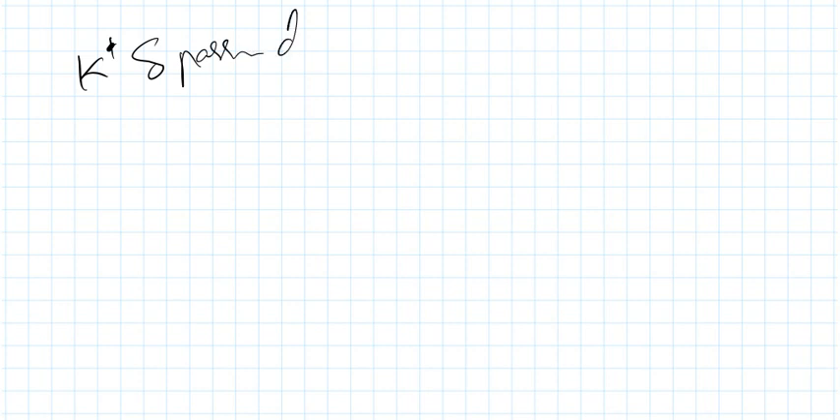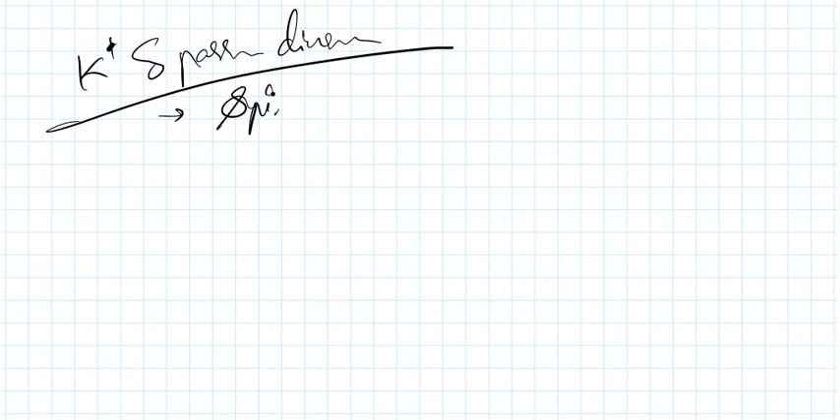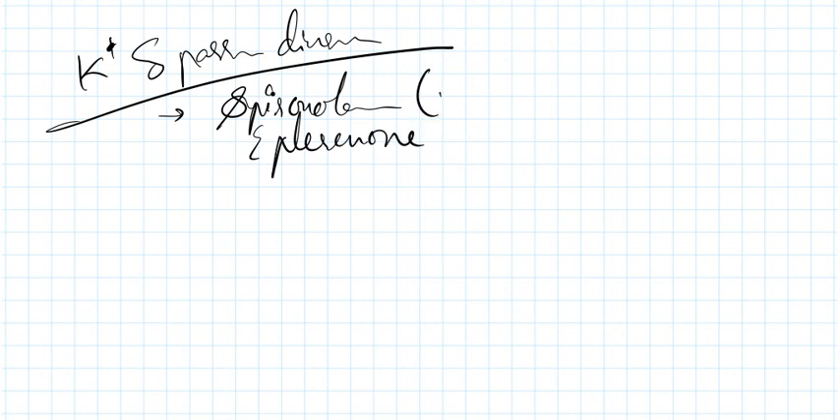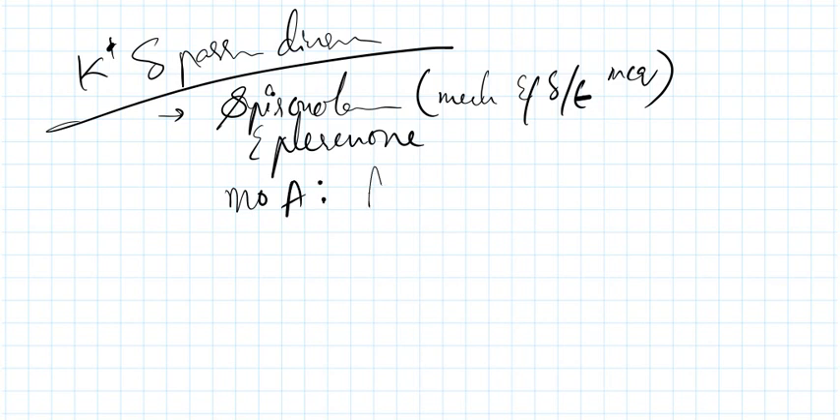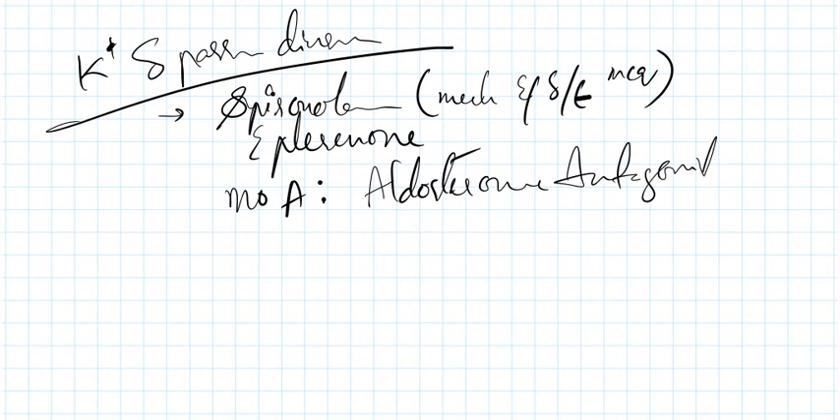Potassium sparing diuretics. Can you tell me one of the best examples of potassium sparing diuretics? That is spironolactone. Spironolactone is very important. You just study the mechanism and the side effects. Mechanism and side effects are important MCQs for INICET as well as NEET. So what is the mechanism of action? It's simple. It's an aldosterone antagonist. Aldosterone antagonist. That's it.